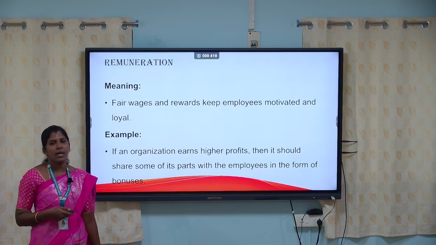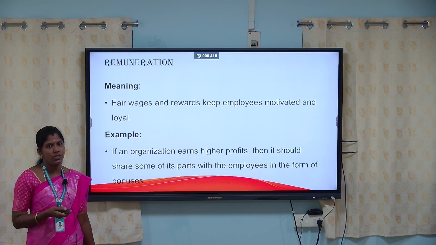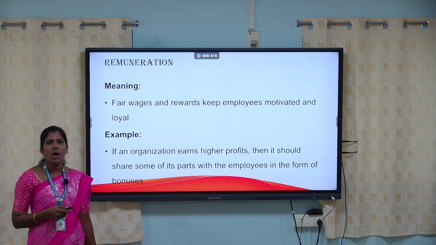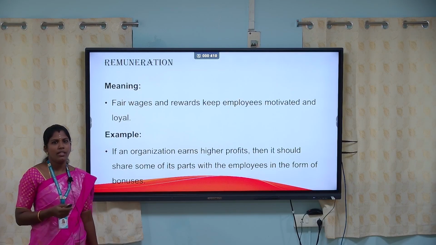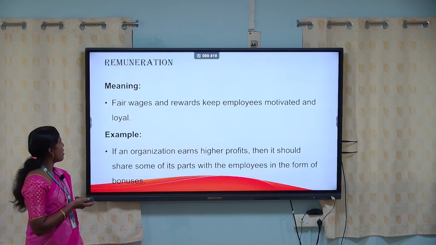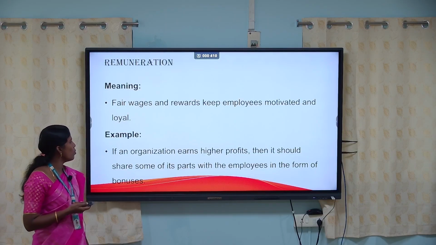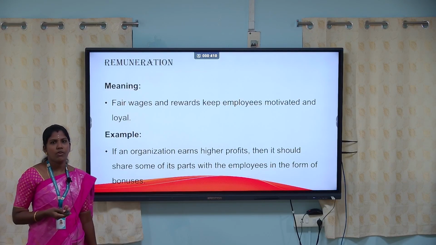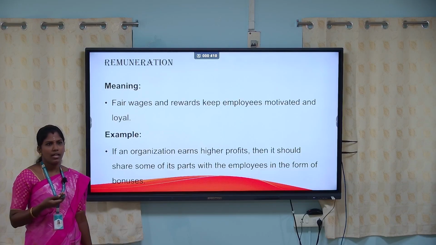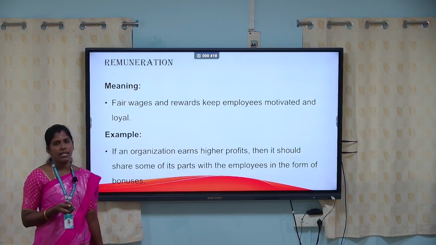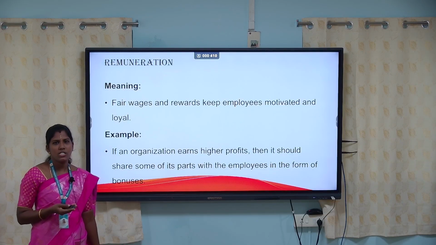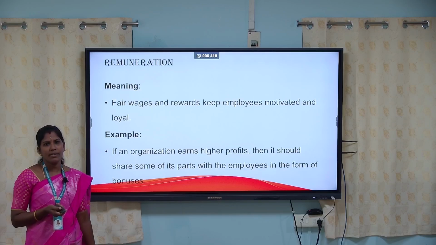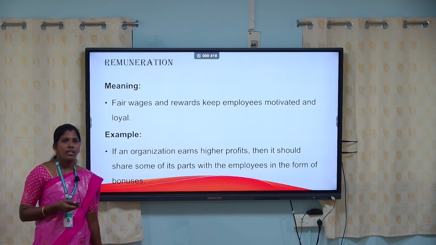In every organization, employees will be motivated by remuneration. The remuneration is in the form of monetary or non-monetary. These will boost up the employee to work in an efficient and enthusiastic way. Meaning fair wages and rewards keep employees motivated and loyal. When they work efficiently, they complete work fast and quickly, and the employee will be motivated in different ways. One is monetary, the other non-monetary. In the monetary way, they are giving financial support. In non-monetary ways, they are giving a word of appreciation or some promotions.